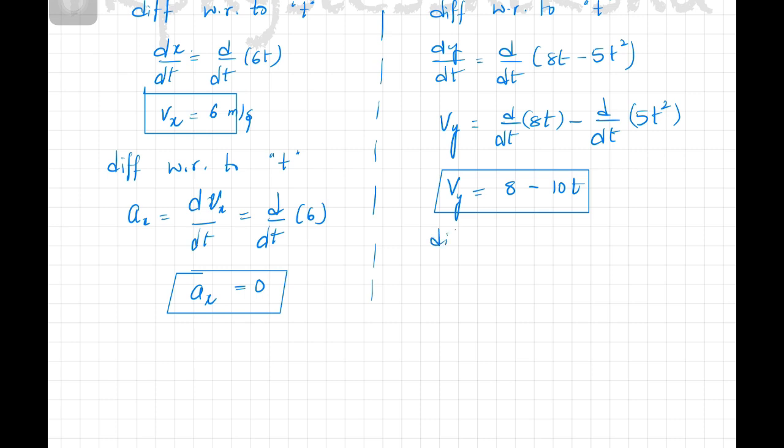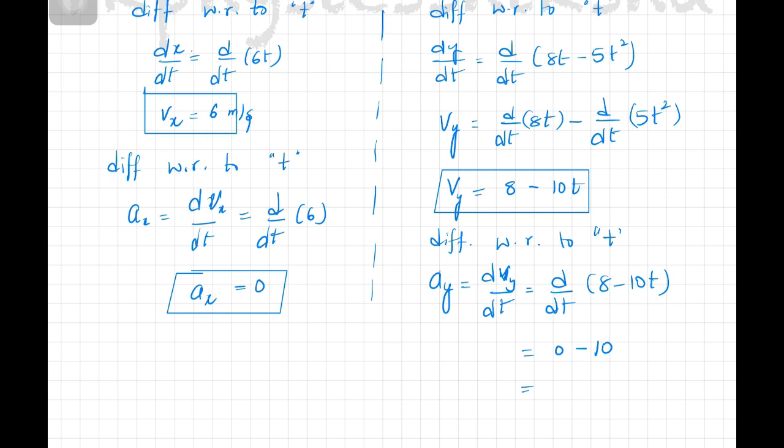Similarly, if I differentiate this equation with respect to time t, I get the y component of acceleration, which is dvy by dt, equal to d by dt of 8 minus 10t. Differentiation of 8, which is a constant, is 0, minus differentiation of 10t; 10 is a constant here, and d by dt of t is 1, so it will become 10. That means the y component of acceleration is minus 10 meter per second square.